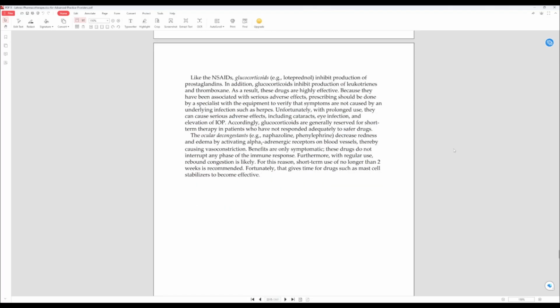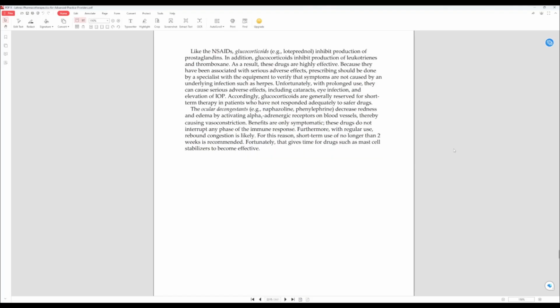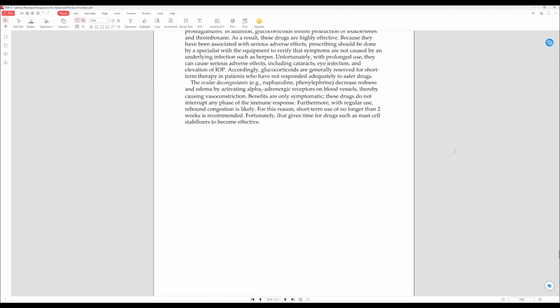The ocular decongestants decrease redness and edema by activating the alpha-1 adrenergic receptors on blood vessels, thereby causing vasoconstriction. Benefits are only symptomatic. These drugs do not interrupt any phase of the immune response. Furthermore, with regular use, rebound congestion is likely. For that reason, short-term use of no longer than 2 weeks is recommended. Fortunately, that gives time for the drugs, such as mast cell stabilizers, to become effective.